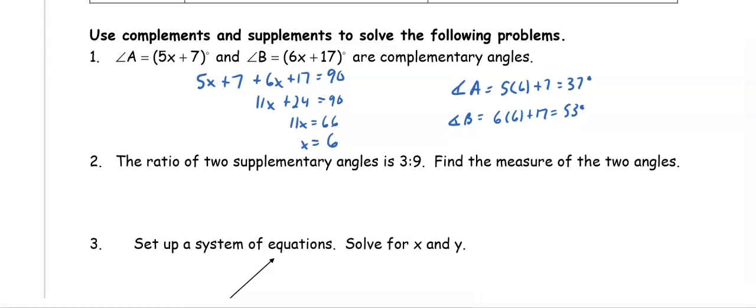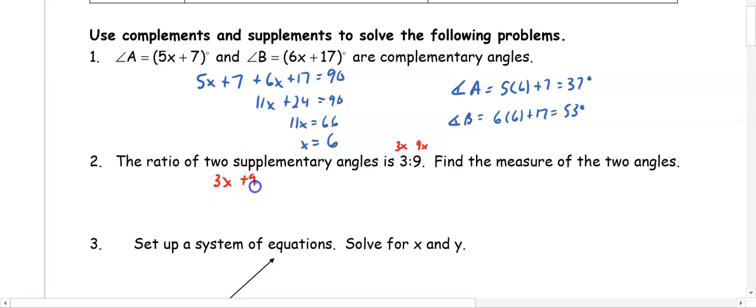In number 2, the ratio of two supplementary angles is 3 to 9. Find the measure of the angle. So that means the supplementary angles, when we reduce them, are in a ratio of 3 to 9. So we're going to put an x with each part of the ratio. So the angles right now are 3x and 9x.